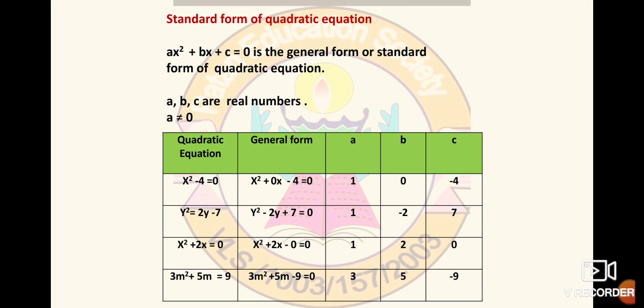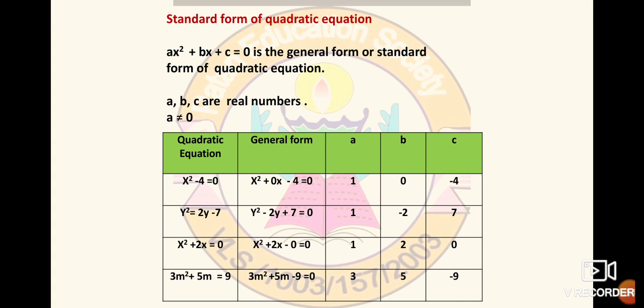Now the last example, 3m square plus 5m is equal to 9. In this example, 9 has to be taken to the left hand side, so it becomes the standard form 3m square plus 5m minus 9 is equal to 0. Here a has a coefficient. In the first three examples it wasn't there, but in the last example it is. For m square the coefficient is 3, so a is 3, b is 5, and c is negative 9.